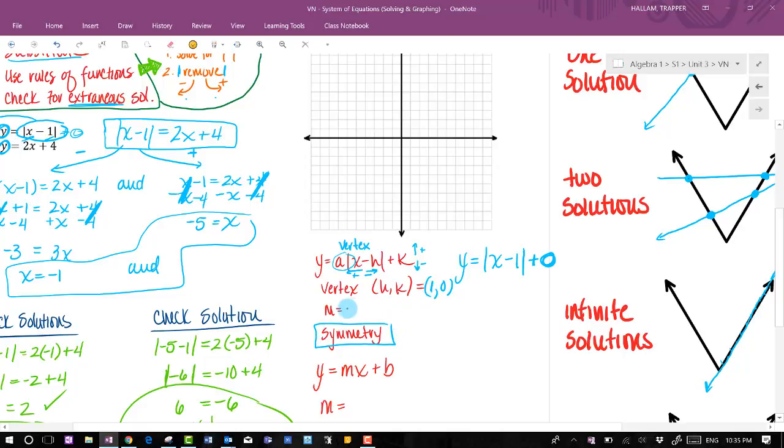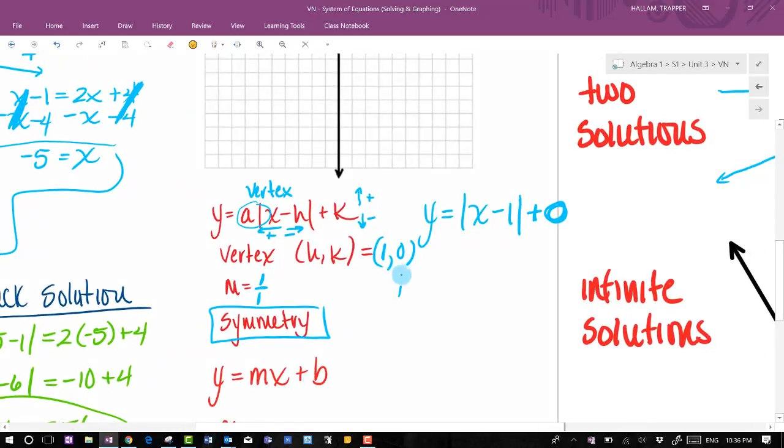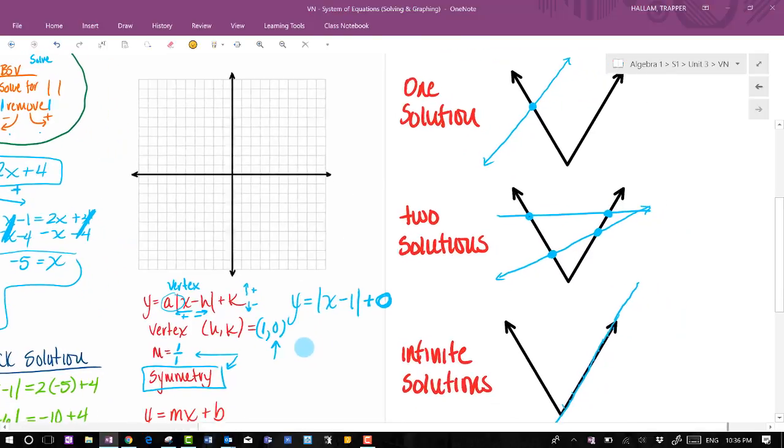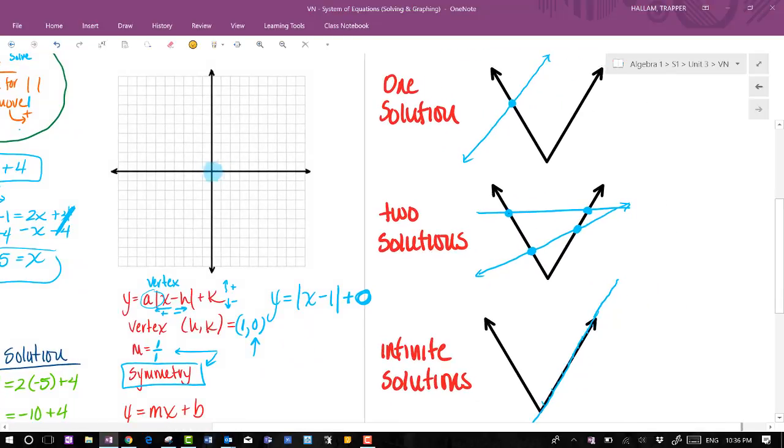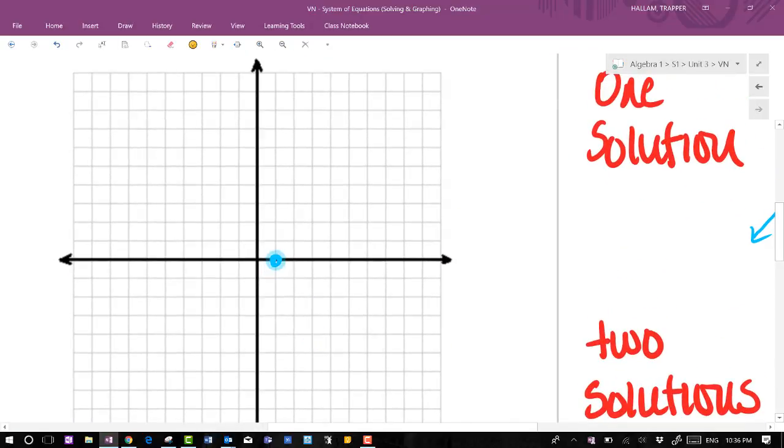So from this vertex, if I can figure out what my slope's going to be, and that's the a value, in this case I don't have a value other than 1, so that means my slope is going to be 1 over 1. So I'm going to use the vertex, and then use the slope and the symmetry going in both directions to graph this. So let's go to 1, 0. I'm going to go right 1, up none, which puts me there. And then I'm going to do my slope from this, knowing that I've got symmetry: up 1 and right 1, up 1 and over 1 in both directions from it. So I'm going to get my absolute value.